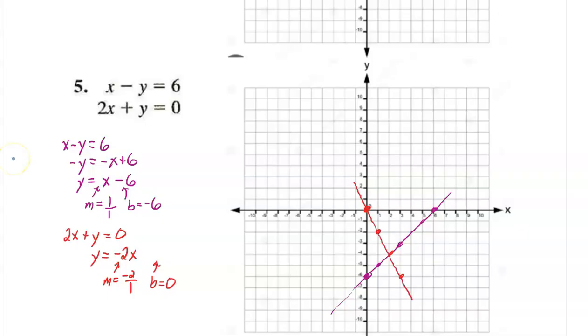The solution is the point of intersection, which I've colored in blue. And now write the ordered pair. It looks like it's 2 on the x-axis, -4 on the y-axis. 2, -4.